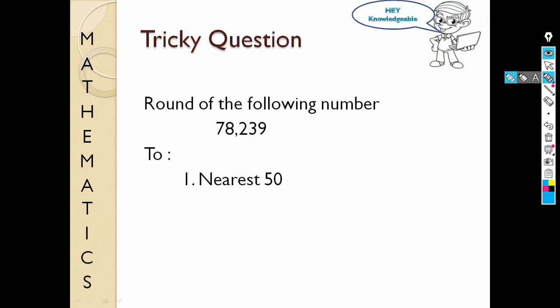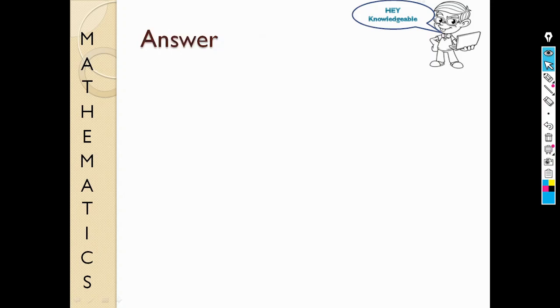Let's see one tricky question where we are trying to round off the following number to the nearest 50. We always talk about rounding to the nearest 10, 100 and 1000. But when I am talking about the nearest 50, how does it need to be done? Again, the logic will not change. We have to do it in a similar way.